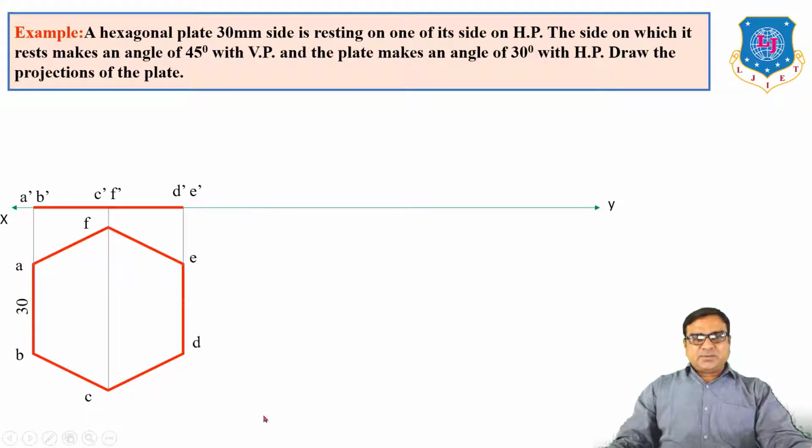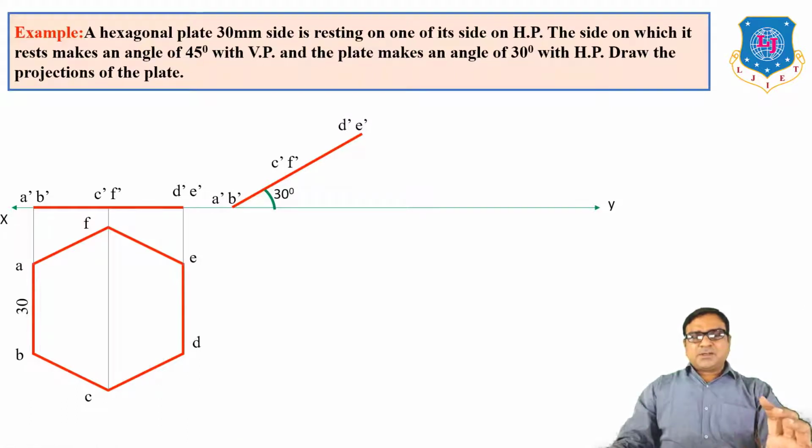We want the AB side in HP. So first you put A dash B dash anywhere here and draw one line. The length of that line must be this, which must be 30-degree inclined. Insert all the points A dash, B dash, C dash, D dash, E dash. So this is the front view of the surface when the surface is inclined to X by 30 degrees.